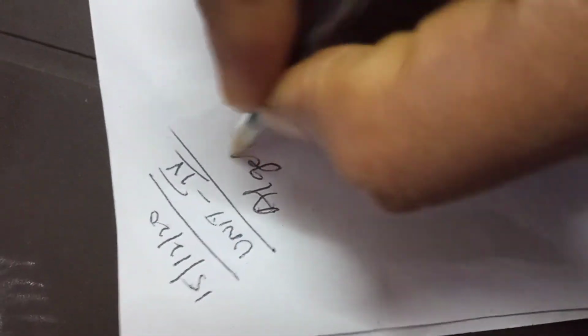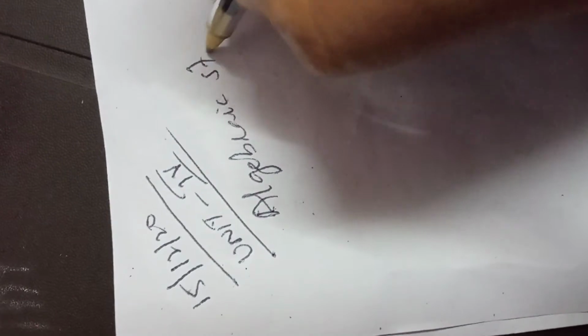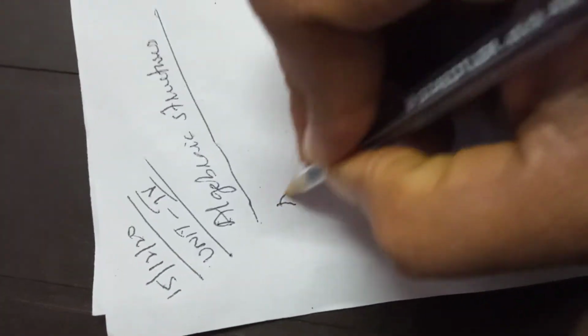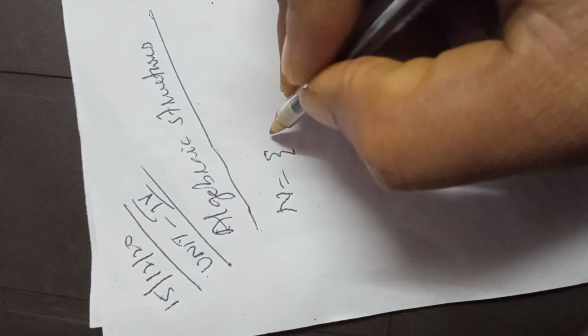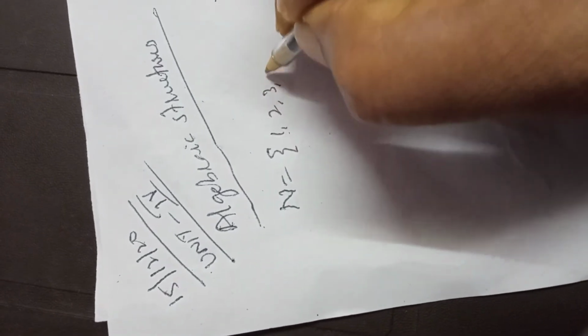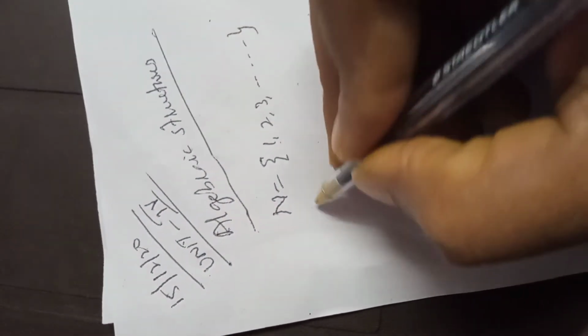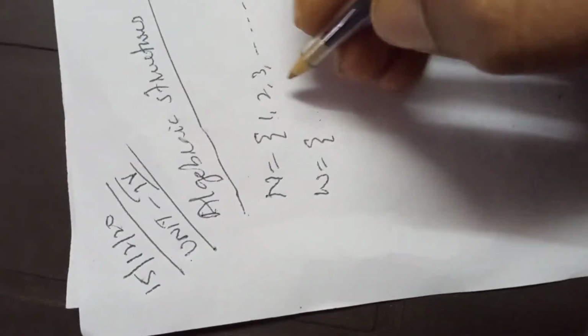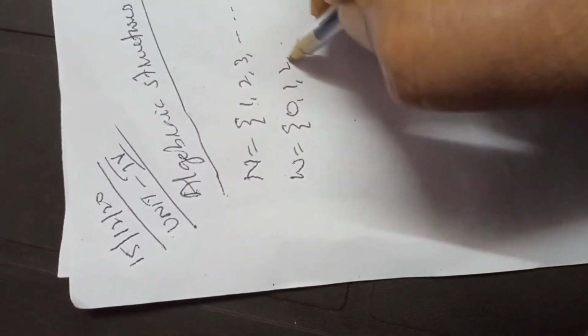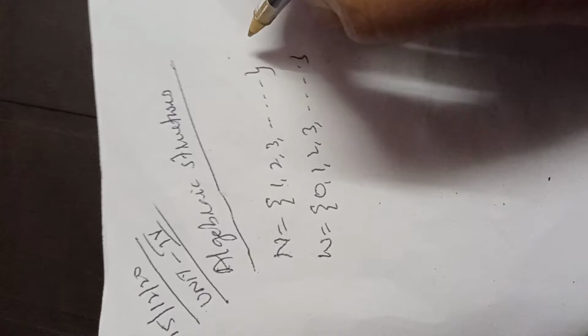Unit 4, that is algebraic structures, right? Before that, these are the basic formulas. What is the set of natural numbers? The set of natural numbers is nothing but 1, 2, 3 and so on. The set of whole numbers is denoted by W, including 0, 1, 2, 3 and so on. This is called natural numbers, and these are called whole numbers.